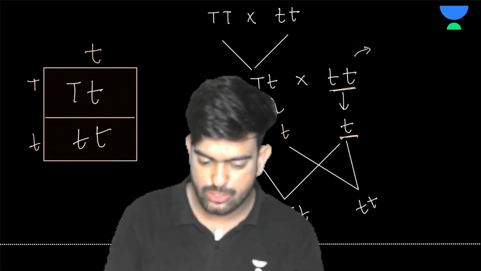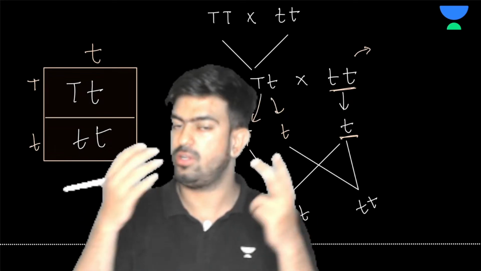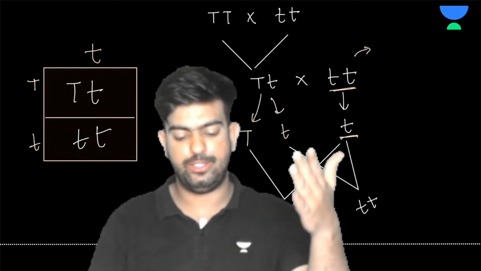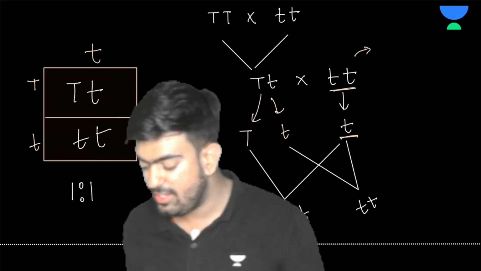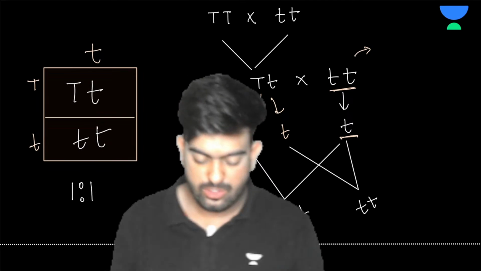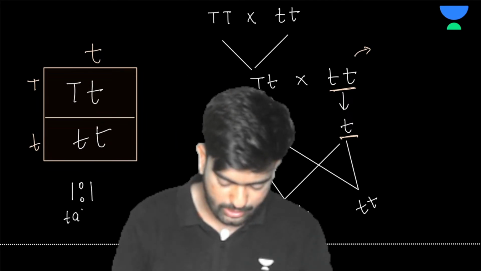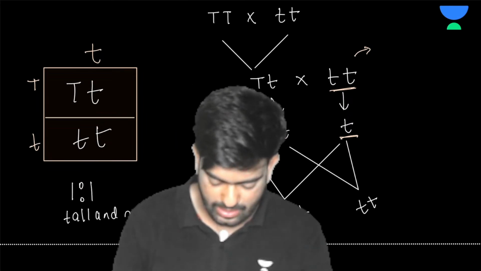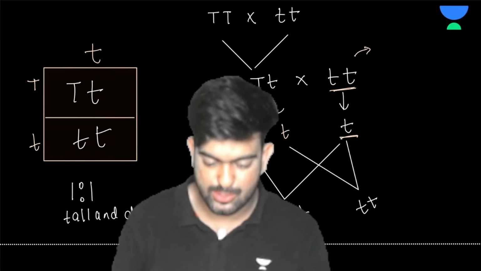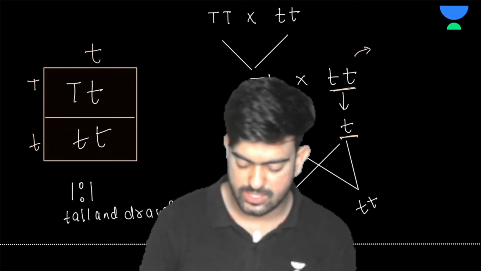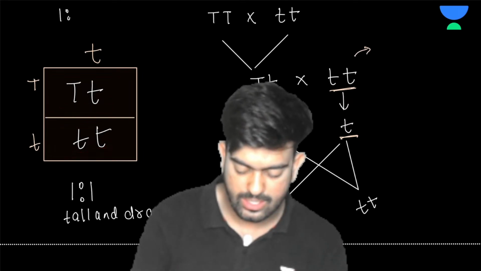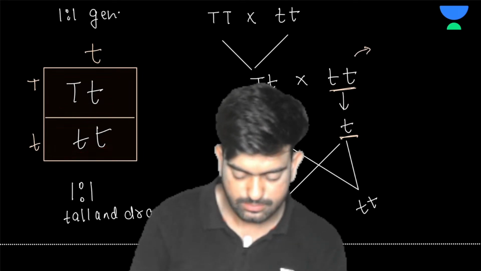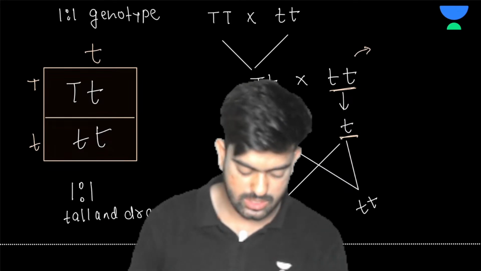And can you see the ratio? The total number of progeny is 2, and one is dominant and one is recessive. So the ratio will always be 1:1. Tall and dwarf 1:1. And what about the genotype? The genotype also will be 1:1. See, one genotype is like this, one genotype is like this. So 1:1 genotype also. This is the test cross.